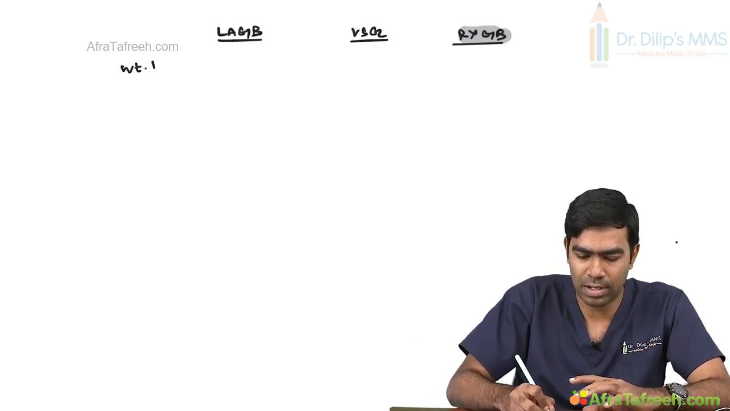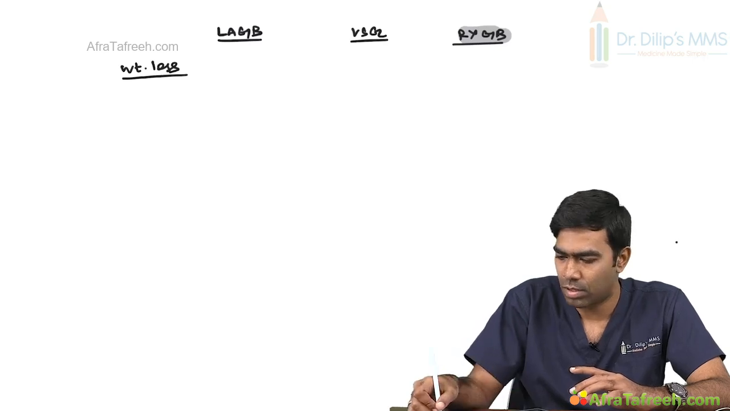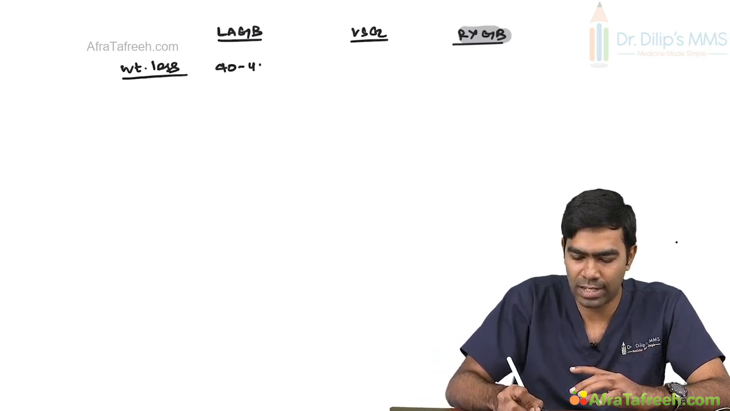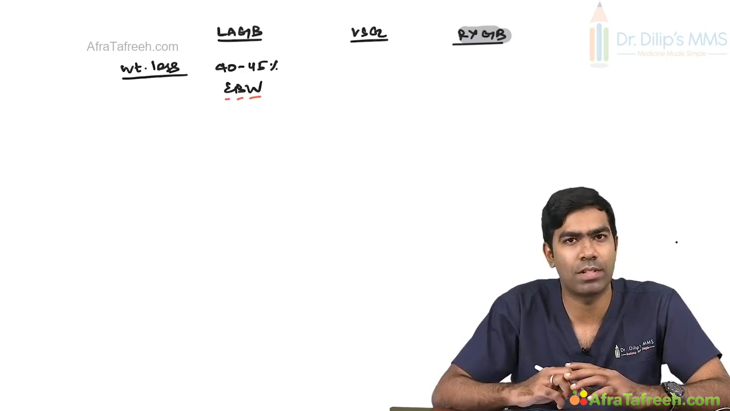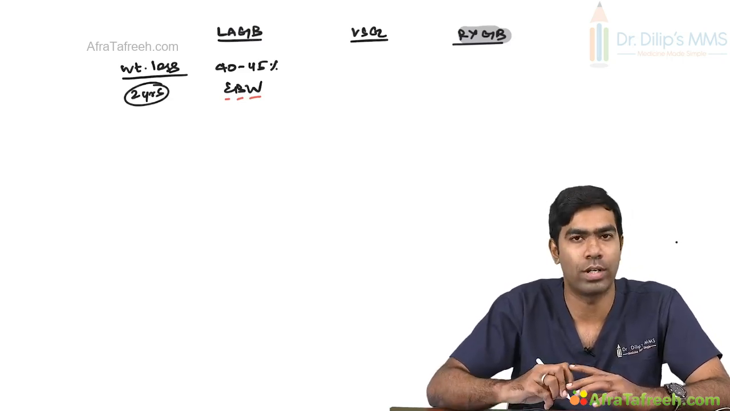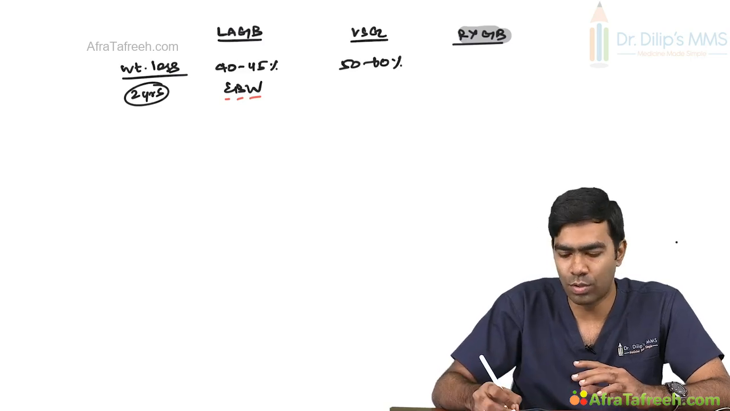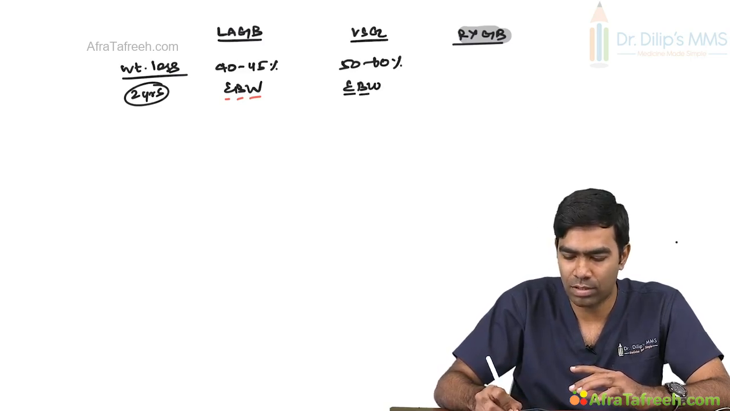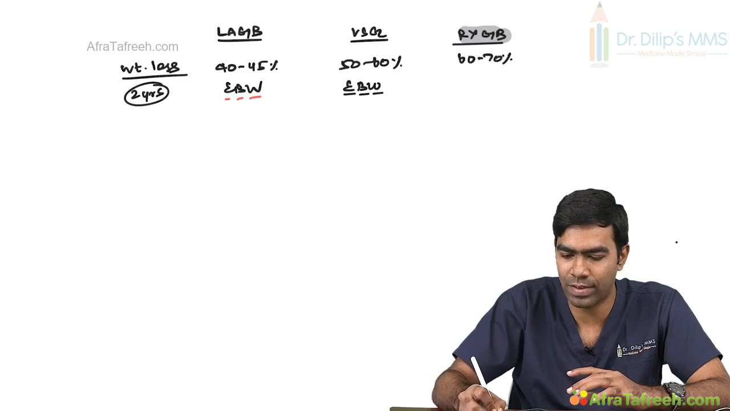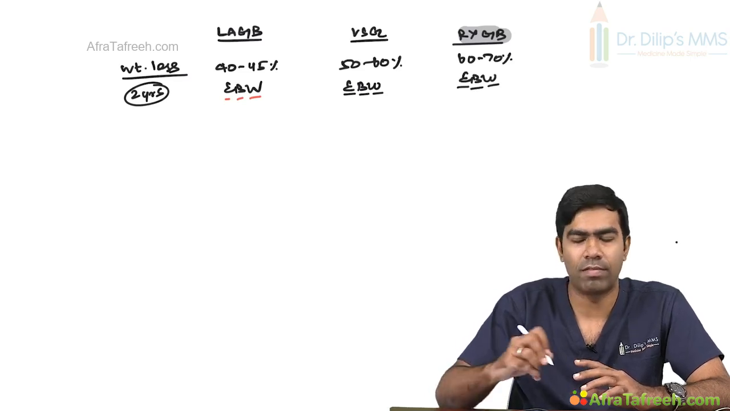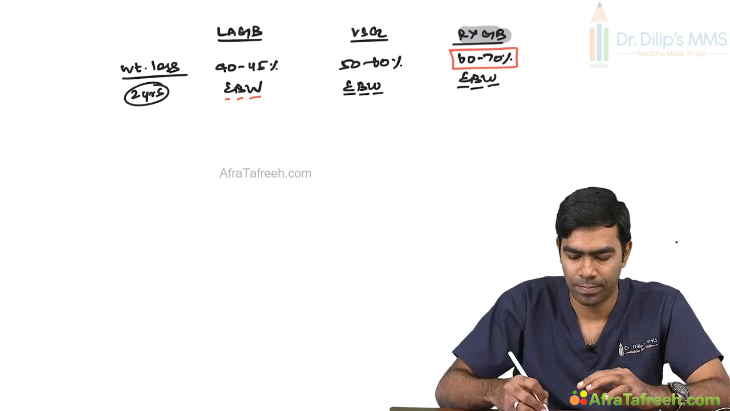Let us compare each and everything. For laparoscopic gastric banding, the amount of weight loss produced is approximately 40 to 45% of excess body weight, where EBW stands for excess body weight, compared at 2 years. Vertical sleeve gastrectomy is going to produce 50 to 60% of the excess body weight loss. And Roux-en-Y gastric bypass is going to produce approximately 60 to 70% weight loss from the excess body weight. So this is going to be the most effective procedure by default.